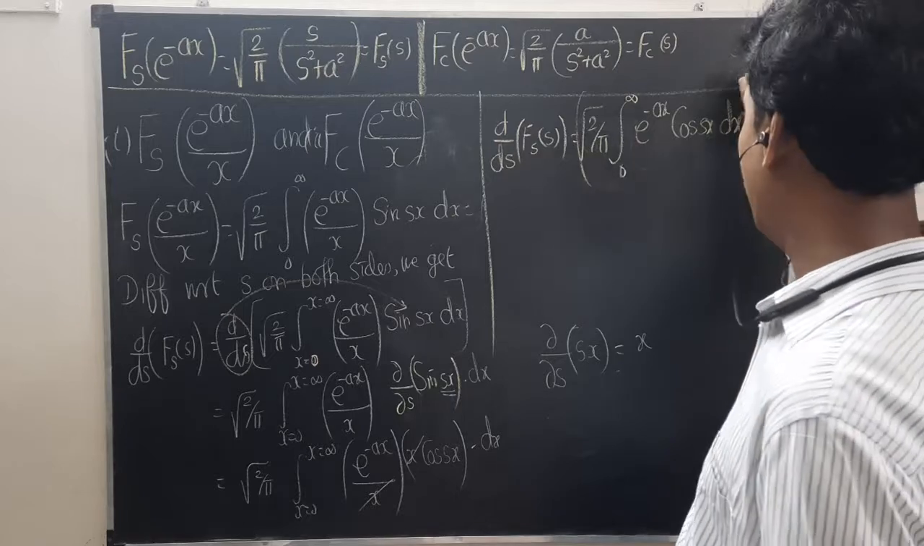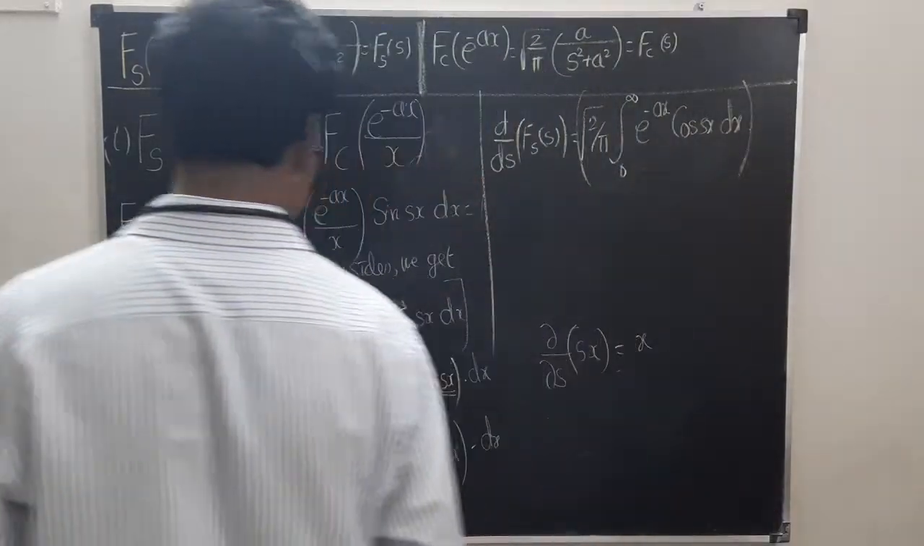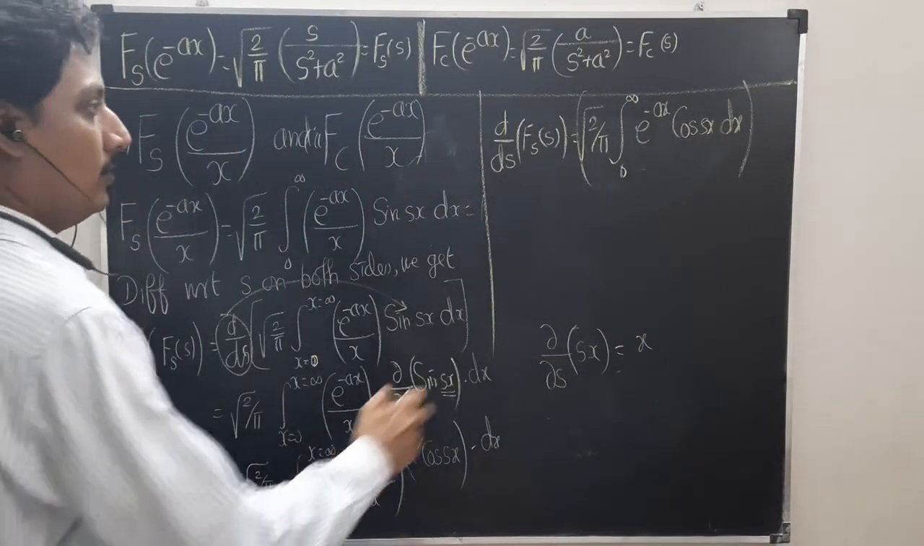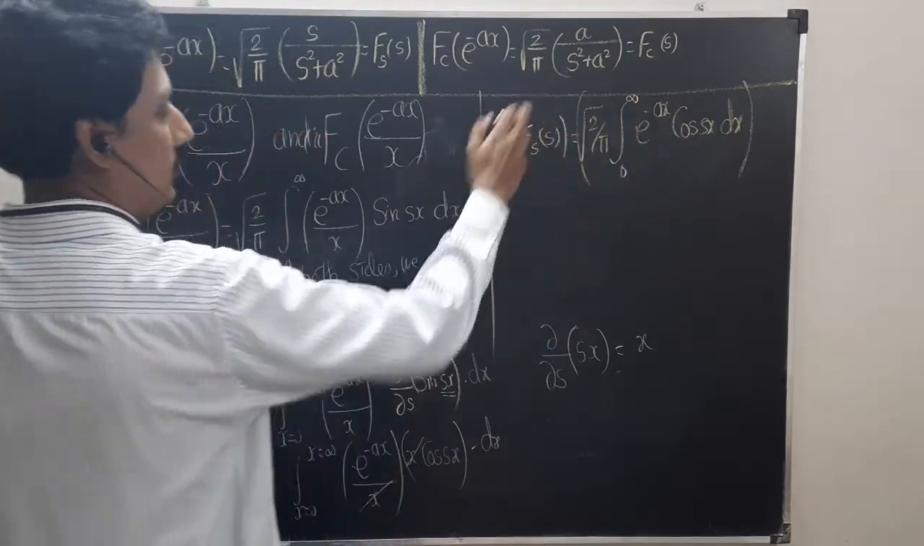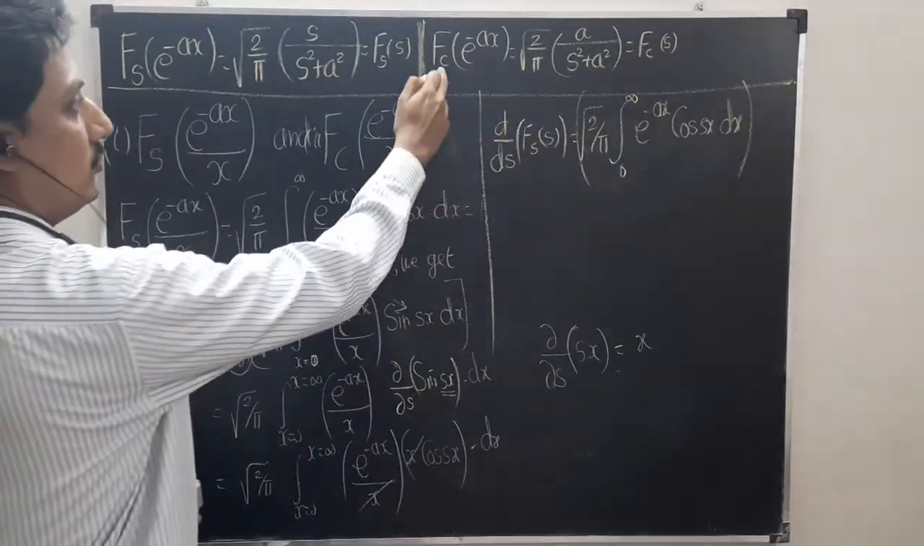I think so. This looks like exactly the Fourier cosine transform of e to the power minus x. So already we have the answer on the board. What's the Fourier cosine transform?